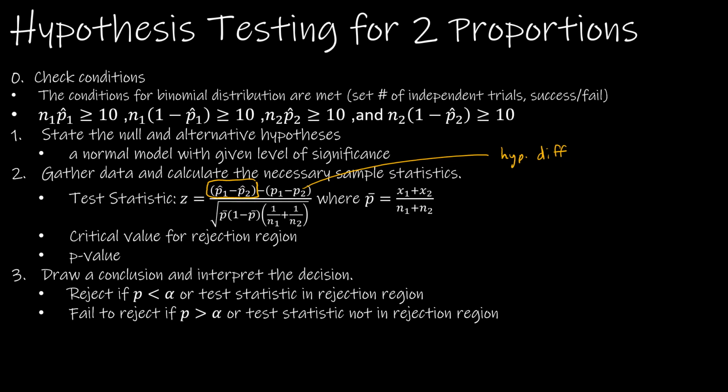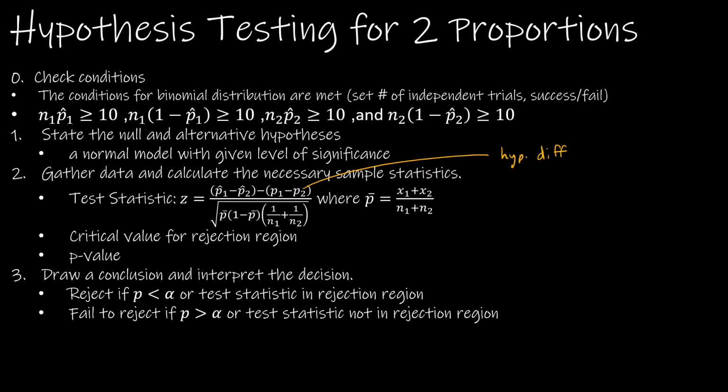And then something a little bit new here, we are going to use something called p bar. And p bar essentially is how many successes out of how many total. And so again, we're saying x1 plus x2, being the number of successes, divided by n1 plus n2, which is the total number of trials. And so we're going to take p bar, 1 minus p bar, and then 1 over n1 plus 1 over n2, and we're taking the square root of the whole thing.